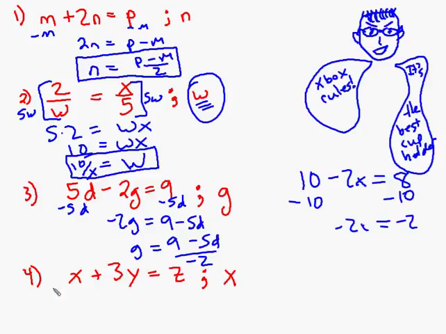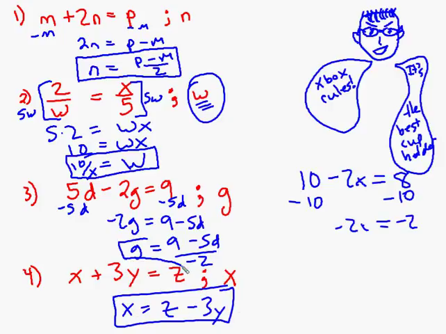All right, the last one, what should we do? Solve for X. Subtract 3y. So we subtract 3y and we get z minus 3y and we're done. That one was the easiest. It wasn't even a good one. All right, we'll do one more together.